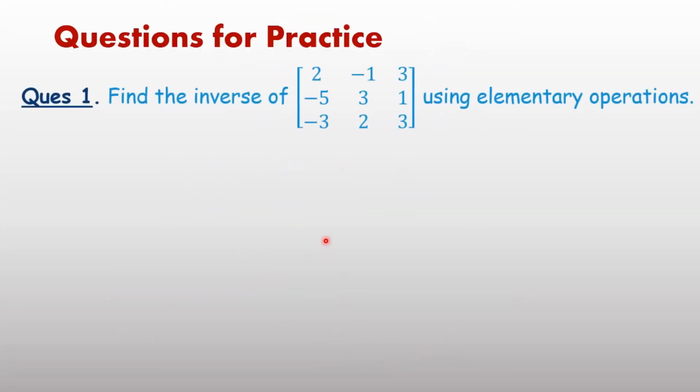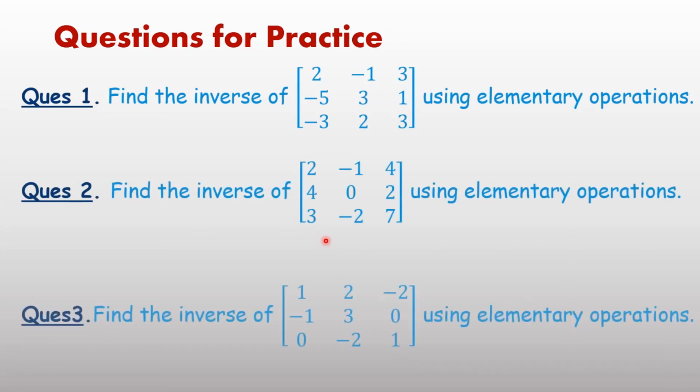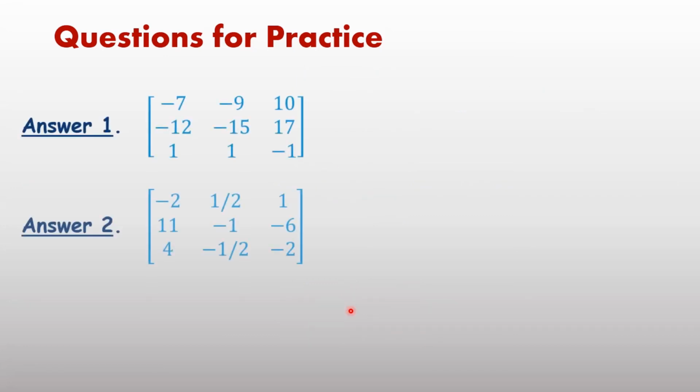Now some questions for practice. 3 questions given here. First question, find the inverse of matrix 2 minus 1 3, minus 3 3 1, minus 3 2 3. Similarly second and third. Answer of these questions is also I have written here, so that you can verify the answer and check the answer whatever you are solving it is correct or not.